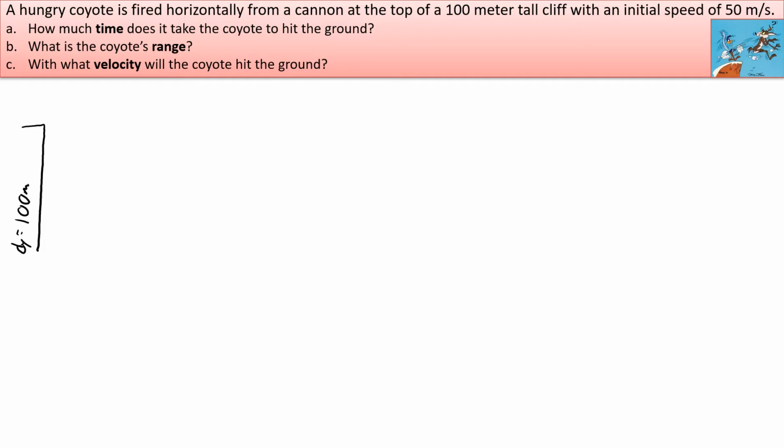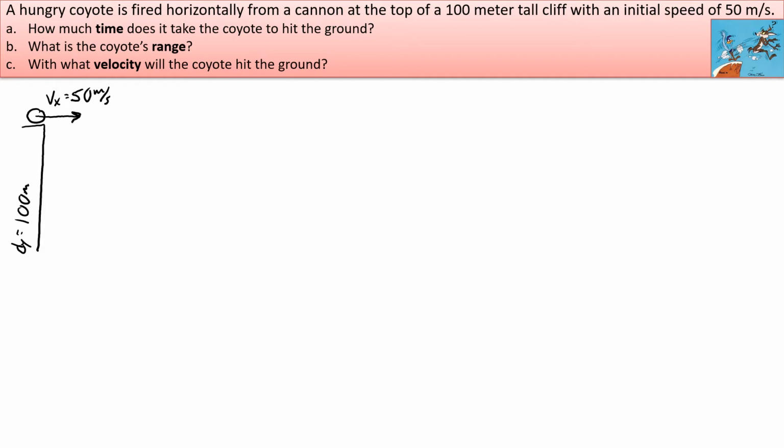And then you could just draw the coyote as a circle, doesn't matter. And we'll draw the initial speed by making a velocity vector. Now it says the coyote's launched horizontally. So that means our velocity vector should be horizontal, pointing just to the right. And the velocity is equal to 50 meters per second. Now, would you say that velocity is pointing in the x or the y direction? It's horizontal, so I would say it's pointing in the x direction. So I use my subscript whenever possible.